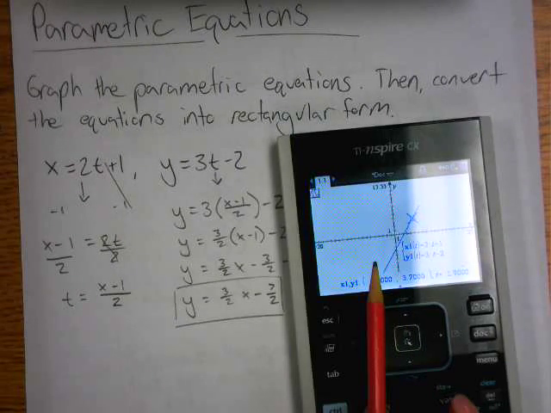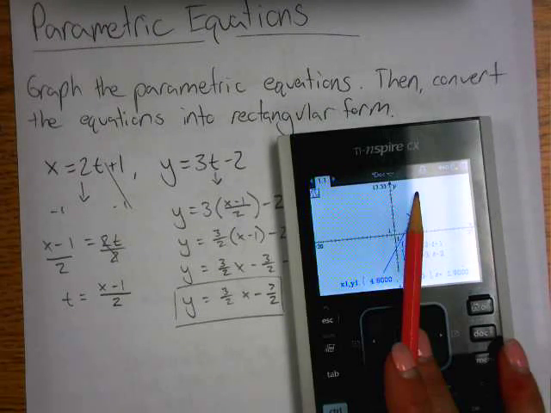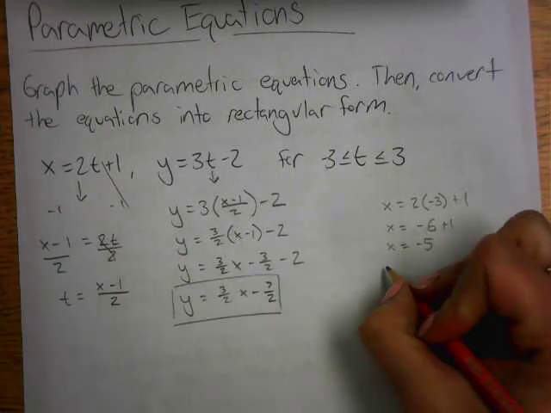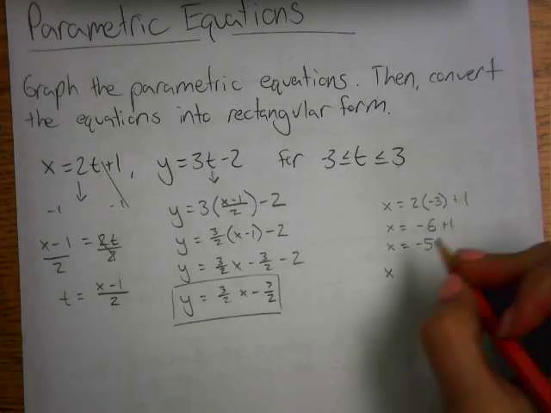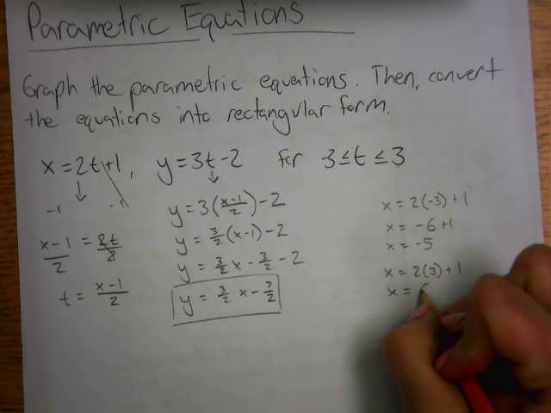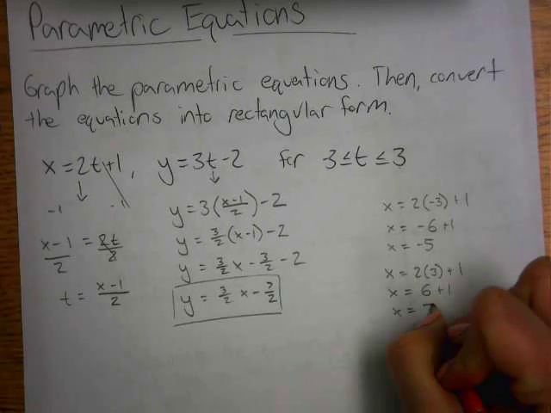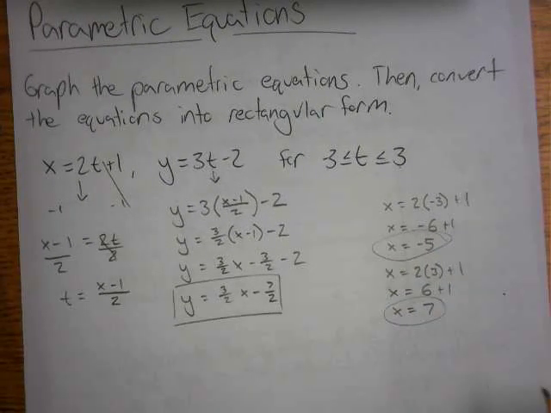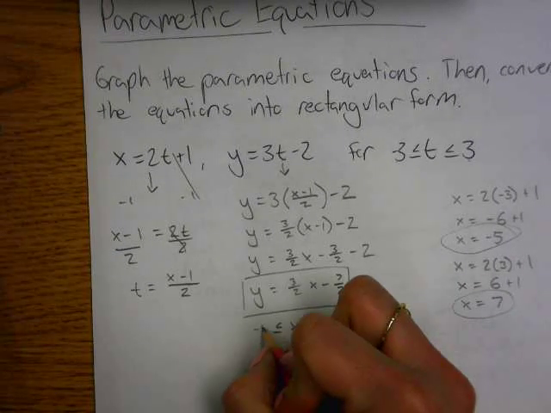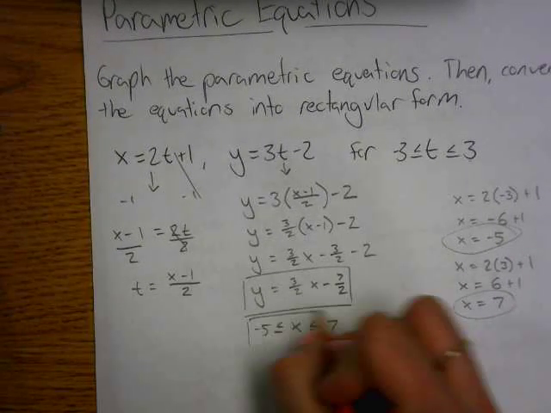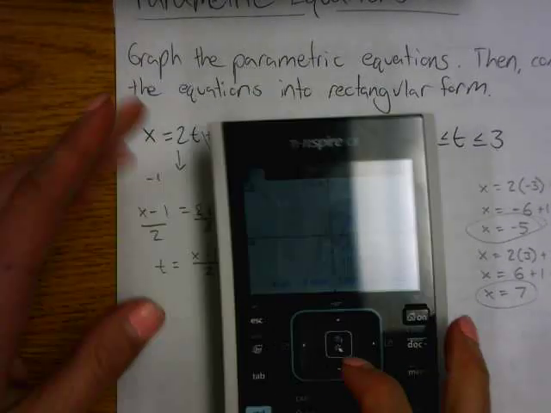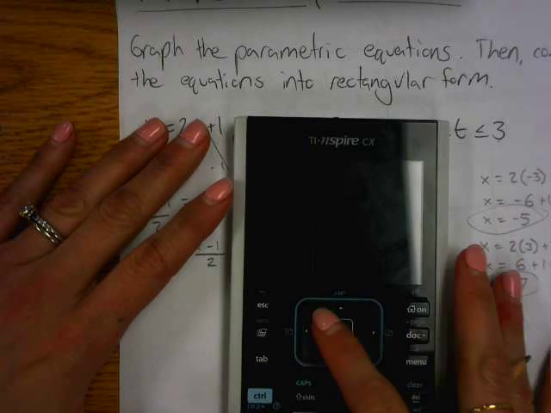So my graph is going from -5, and then we want to figure out where our domain is ending. So I can plug in this end, 3, and say 2 times 3 plus 1 is 6 plus 1, which is 7. So I know that I want to restrict my x values between -5 and 7, and this would be my answer in rectangular form. And let's just check now, since we already have the graph up.